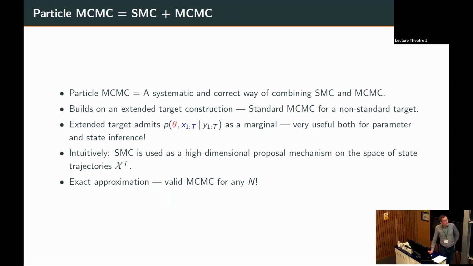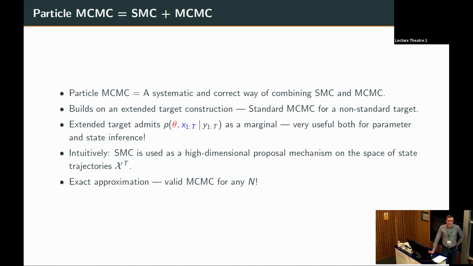So, summarizing this first part, particle MCMC: think about it as a systematic way of combining SMC and MCMC, and more specifically of using SMC within the context of MCMC. It builds on this extended target construction, and you can think about it as applying standard MCMC algorithms on a non-standard target distribution. We'll see that more clearly when we talk about particle Gibbs in the next lecture, which is just applying Gibbs sampling essentially to the same target distribution.